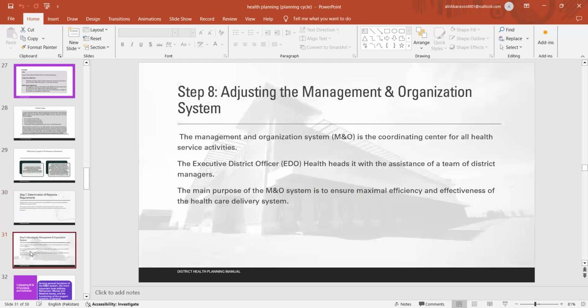Step 8, adjusting the management and organization system. Management organization system is the coordinating center for all health service activities. Executive district officer health heads it with the assistance of a team of a district manager. The main purpose of the management and organization system is to ensure maximal efficiency and the effectiveness of the healthcare delivery system.